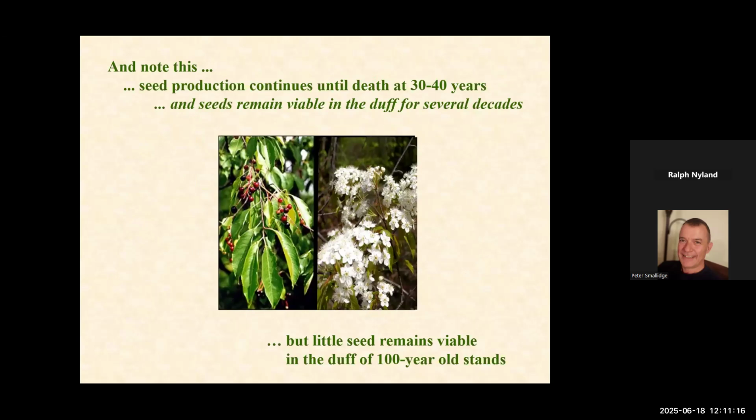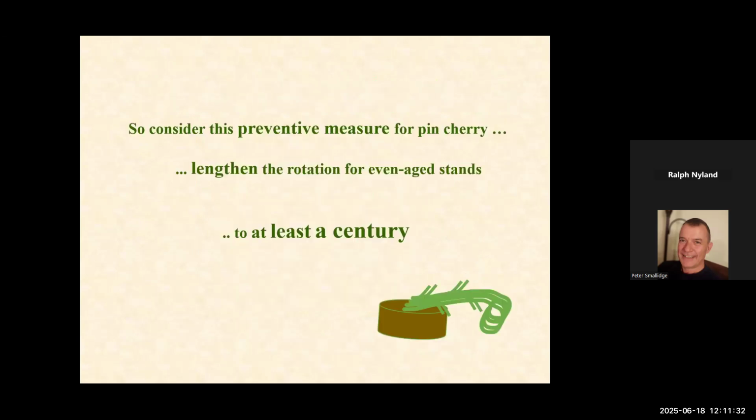And note again this, seed production continues for about 30 to 40 years and the seeds remain viable in the duff for several decades. But little seed remains viable in the duff of 100-year-old stands. And that gives us a helpful preventive measure for pin cherry. Lengthen the rotation for even-age stands, extend it to at least a century of time.